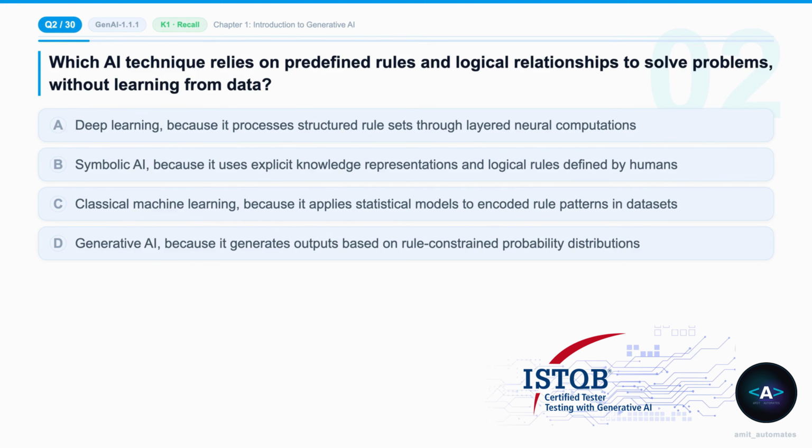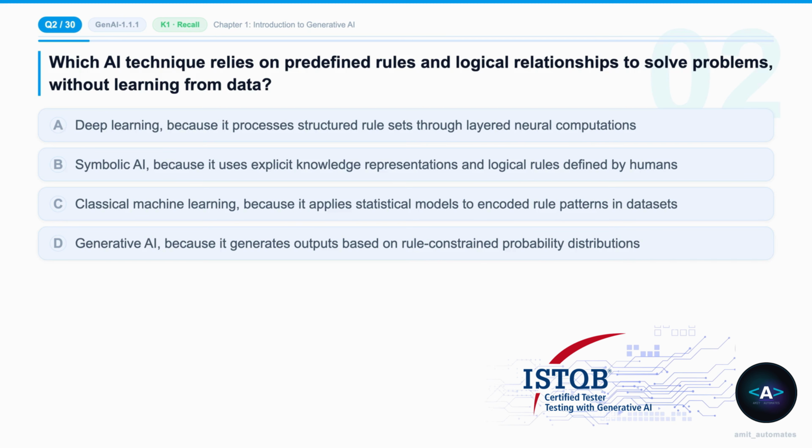Question 2. Learning Objective GenAI 1.1.1. Difficulty level K1. Which AI technique relies on predefined rules and logical relationships to solve problems without learning from data? Your options are A. Deep learning, because it processes structured rule sets through layered neural computations. B. Symbolic AI, because it uses explicit knowledge representations and logical rules defined by humans.